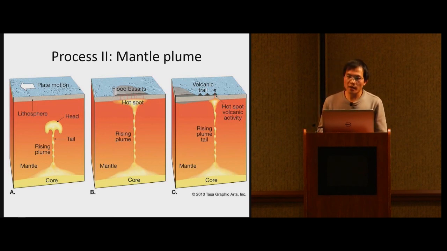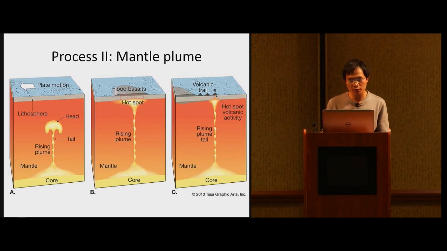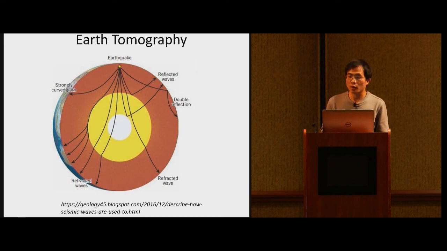To understand how the mantle evolves to form the Yellowstone volcanism, we must refer to the structure of the mantle below the surface. So how do we know the structure? We use a technology called earth tomography. When an earthquake happens, it generates elastic waves traveling in the mantle, and we can record the signals from these elastic waves and infer the structure of the Earth's interior. It's kind of like medical tomography, just using elastic waves.